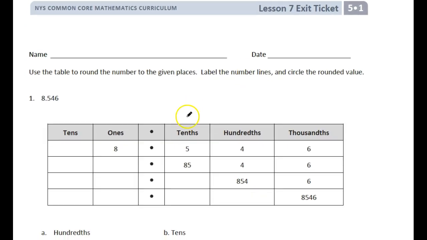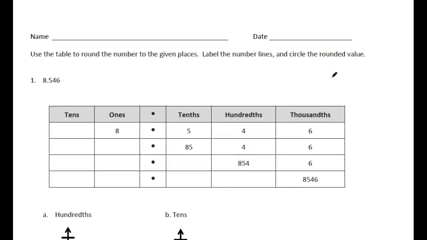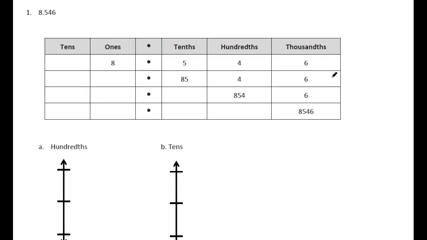So this one is saying use the table to round the number to given places, and then label the number lines and circle the rounded value. So this one, you can just see what they're doing, and you can use it for reference because it's already done. Here they have taken 8 ones, 5 tenths, 4 hundredths, and then 6 thousandths. They took those ones and they moved them over here, so it became 85 tenths. So if you were thinking of money and you had 8 $1 bills and you turn them into dimes, you're going to have 85 dimes, and then some pennies and some thousandths, which is like cut up pennies, which really doesn't make any sense, but it's kind of a fun thought.